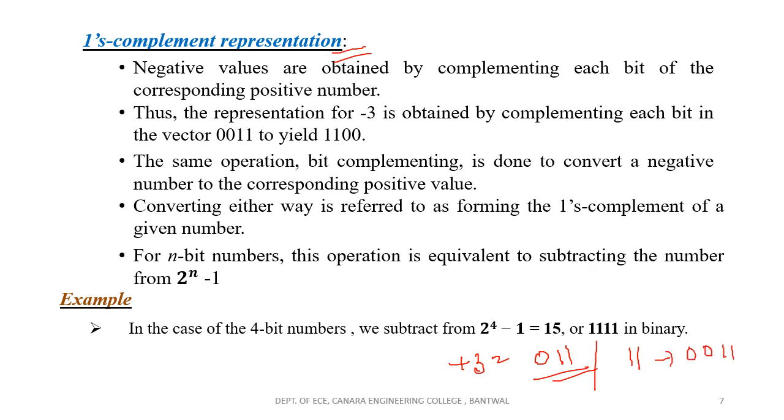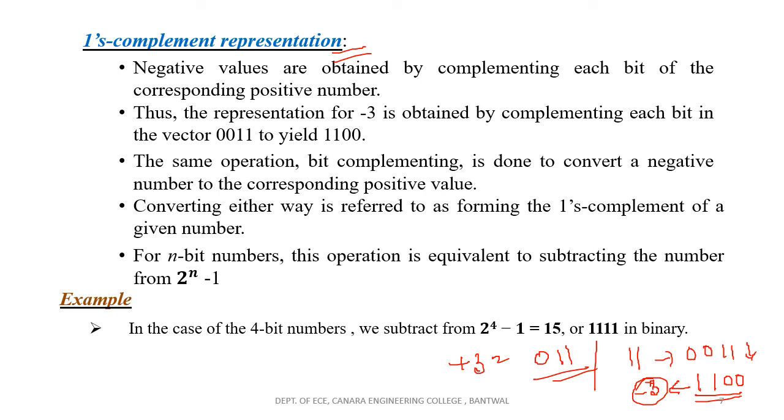Now if I complement this, complementing means wherever there is 0 I will replace it with 1, and wherever there is 1 I will replace it with 0. That is what the ones complement is. I'll write 1, 1, 0, 0. Now this particular number is represented as minus 3 in ones complement representation.